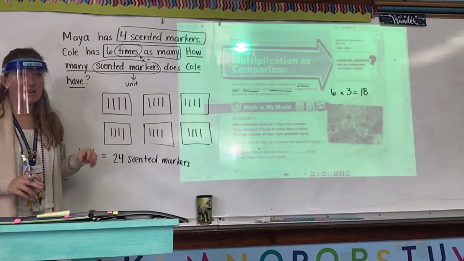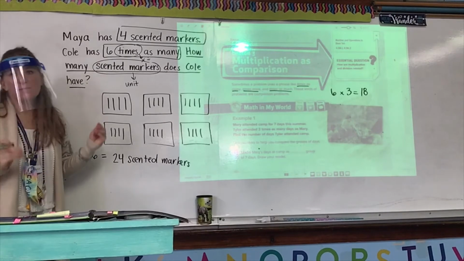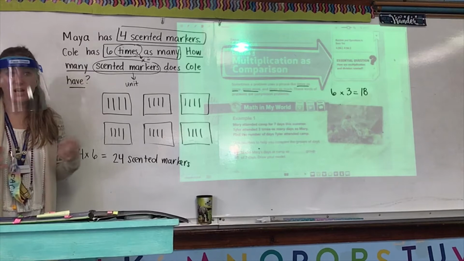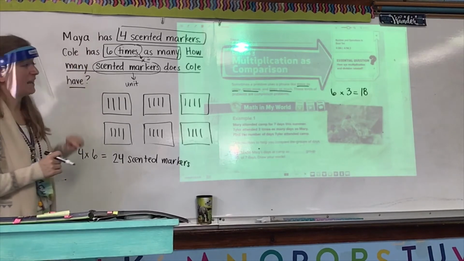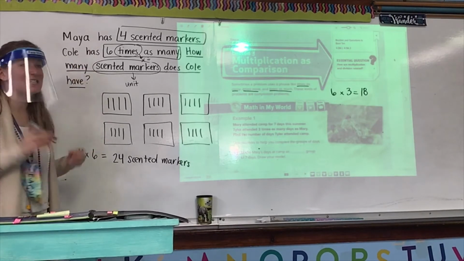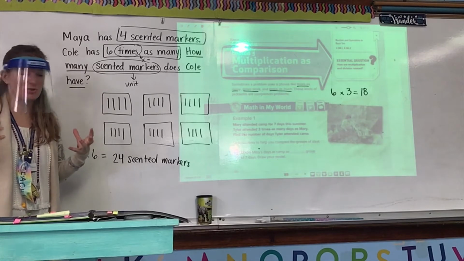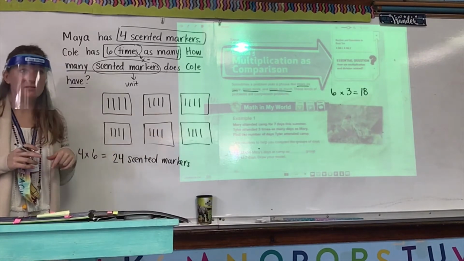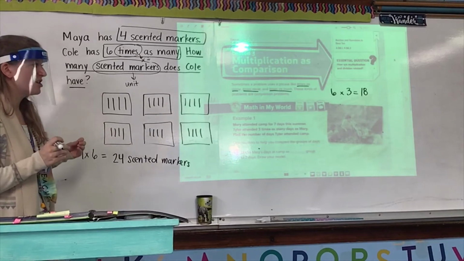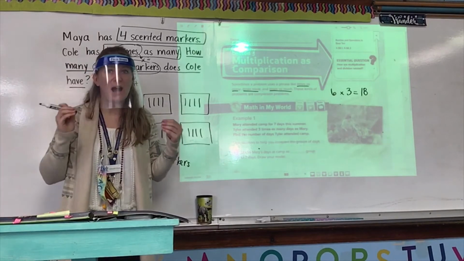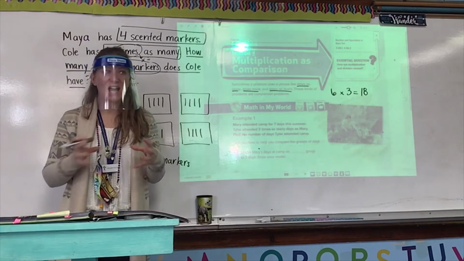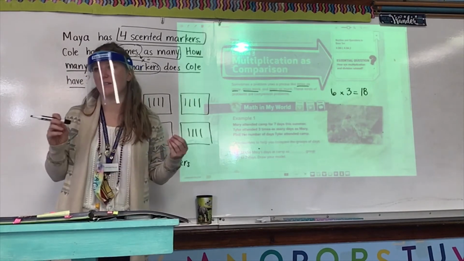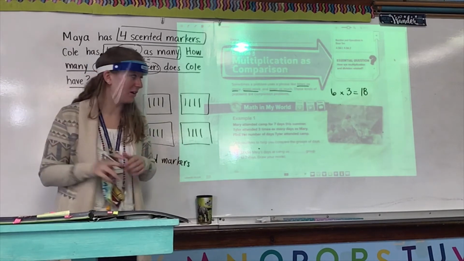Maya has 4 markers, Cole has 6 times as many. So are we saying there are 6 boxes with 4 markers in each one? How many markers are there? No, we're saying Maya has 4, Cole has 6 times as much. There's no boxes or anything. We can still solve it by making a model, but there's not actually 2 objects. There's not actually an actual group, like a basket or a box or whatever. We're making it in our head.